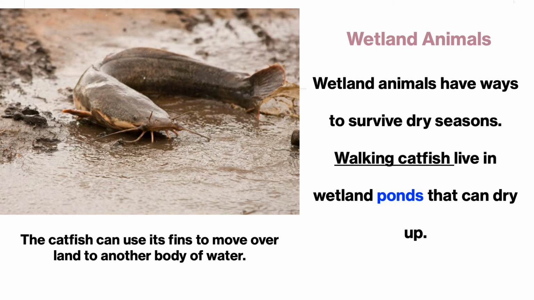Wetland animals. Wetland animals have ways to survive dry seasons. For example, the walking catfish live in wetland ponds that can dry up. The catfish can use its fins to move overland to another body of water.